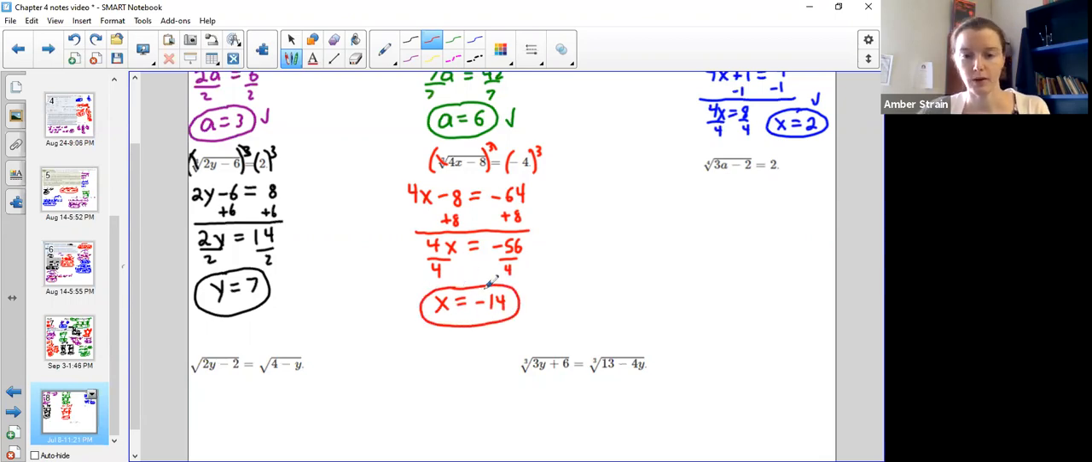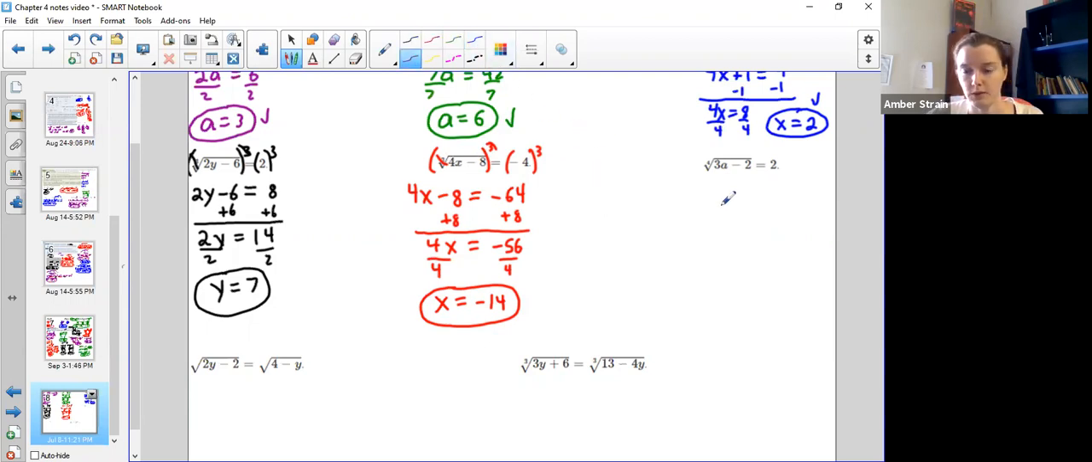Okay, so always a good idea to check answers. If I wanted to, I would say 4 times negative 14. Double check, that would be negative 56, of course, and then negative 56, minus another 8 would make it negative 64. The cube root of negative 64 is negative 4. So we can always double check.